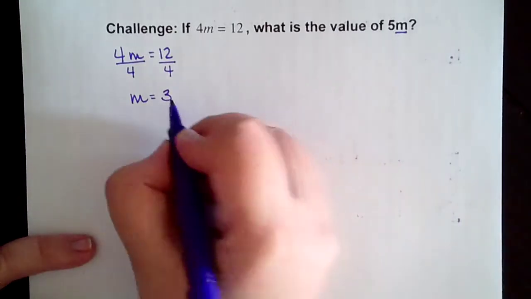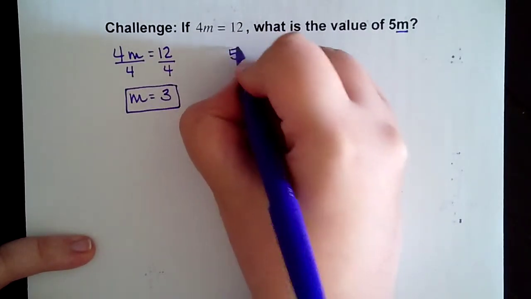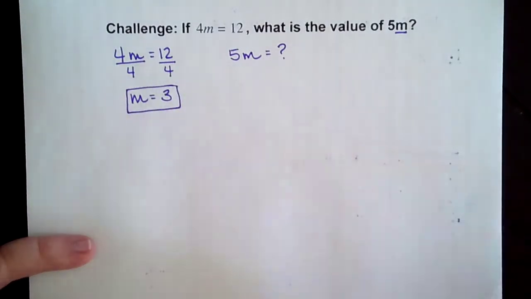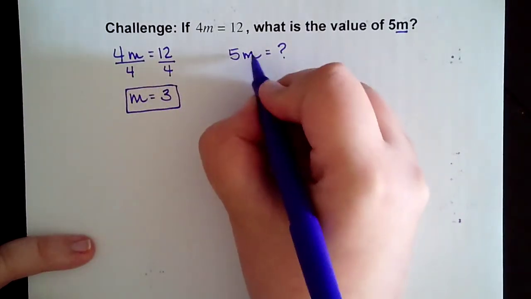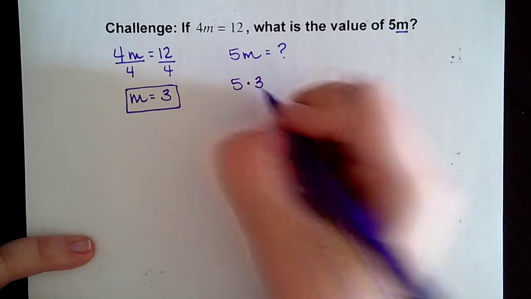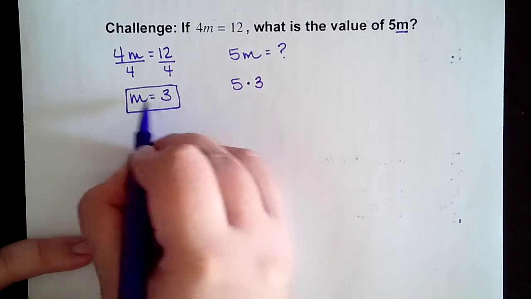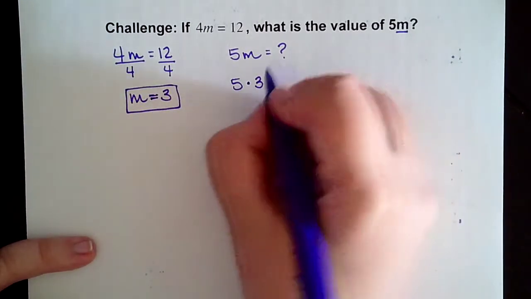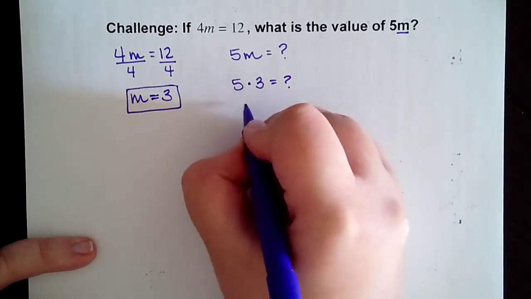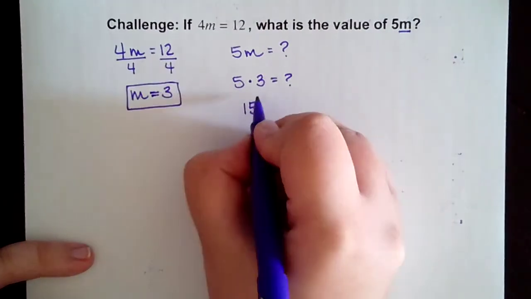Whatever I do to one side, I do to the other, and I get m isolated is equal to 3. Now that I have m equals 3, I can come over to my 5m that I don't know what it's equal to, and I can plug that variable in. Instead of 5 times m, I can rewrite this as 5 times 3. The same way if I take the m out, I put the 3 in. They're equal, so mathematically I am allowed to do this. Now I can simplify and say 5m is equal to whatever 5 times 3 is. In this case, 15.